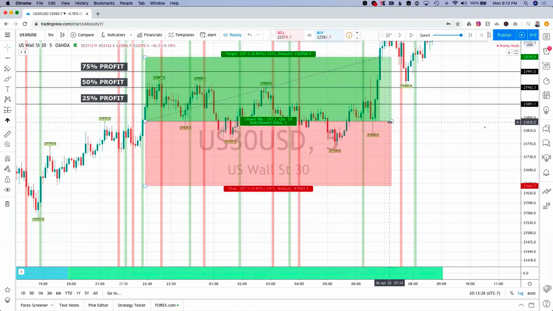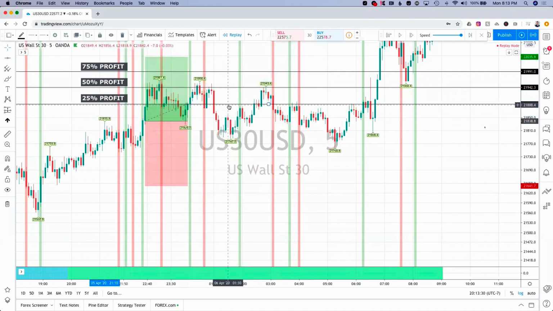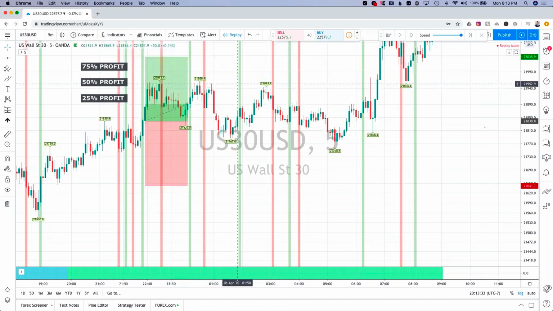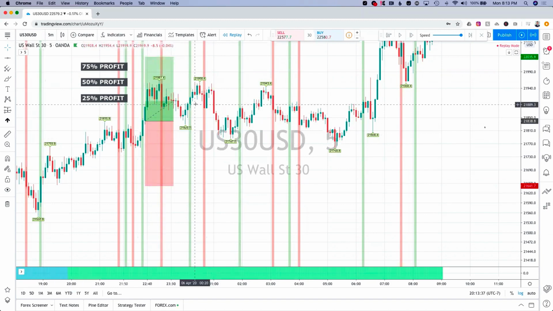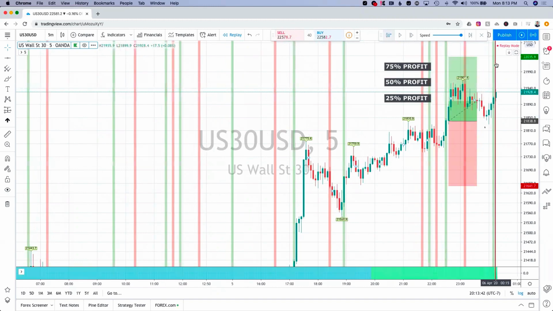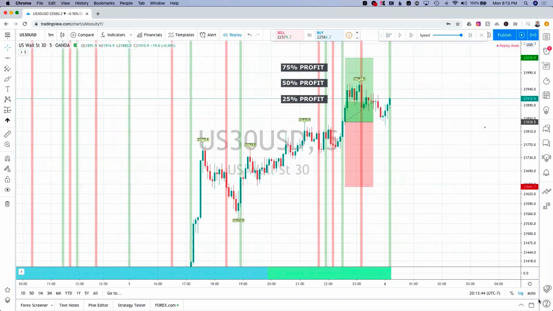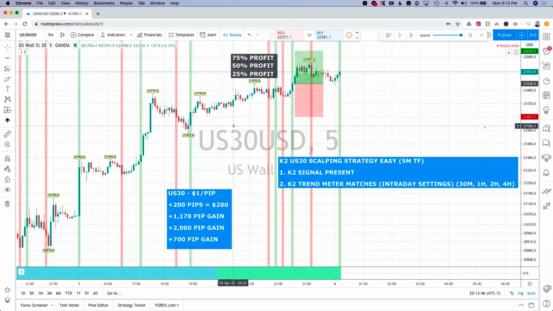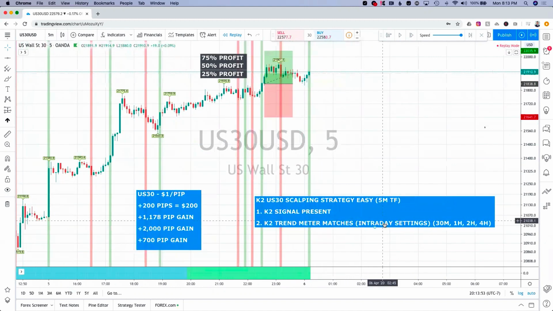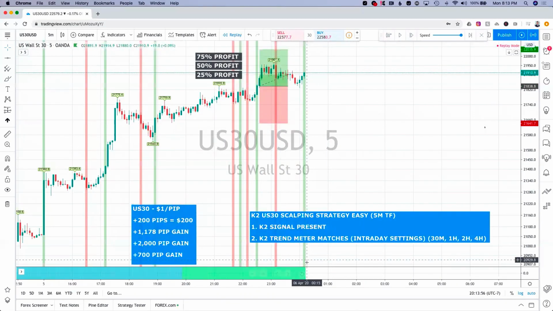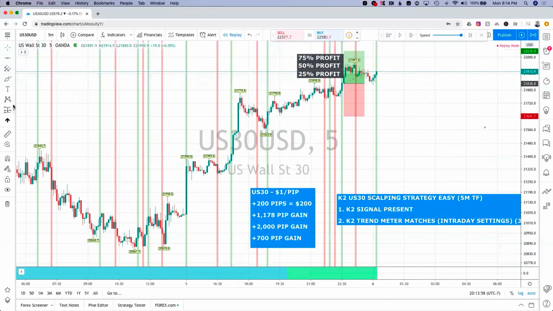So this is one trade right here. So that's one buy entry right there. You could have had multiple trades running. So right here we have another valid buy entry. If you guys were to enter that, first you want to make sure there's a K2 signal present. Right here is a buy signal. Next, you want to make sure that the K2 trend meter matches on intraday settings. Since those both meet, you'll zoom out. Put a long entry right here.